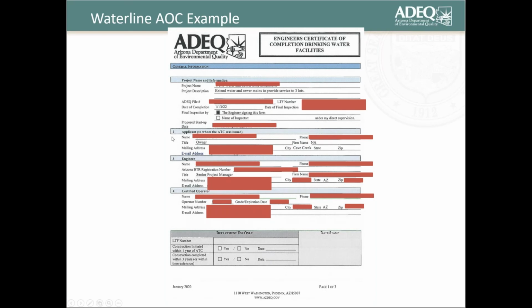And so sections 2 and 3 are the applicant information, as we went over in the ATC application. Just a similar situation, making sure that all of this information is filled out completely. The engineer information and the certified operator that will be operating the facility.